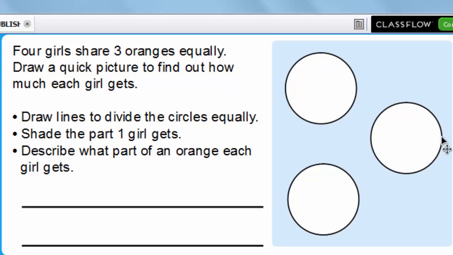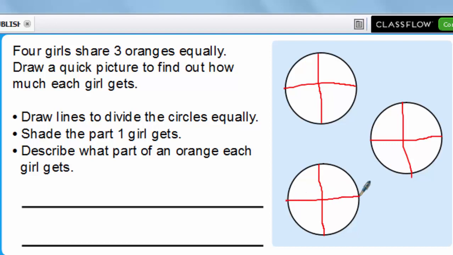We have 3 oranges represented by these 3 circles. We have 4 girls. How can we divide these equally? Okay, I think some of you are thinking you can divide each one into 4, right? 4 equal parts. I'm doing my best to make them equal parts. Don't laugh, I hear you giggling. All right, so we have our 3 oranges divided into 4 equal parts for each girl.